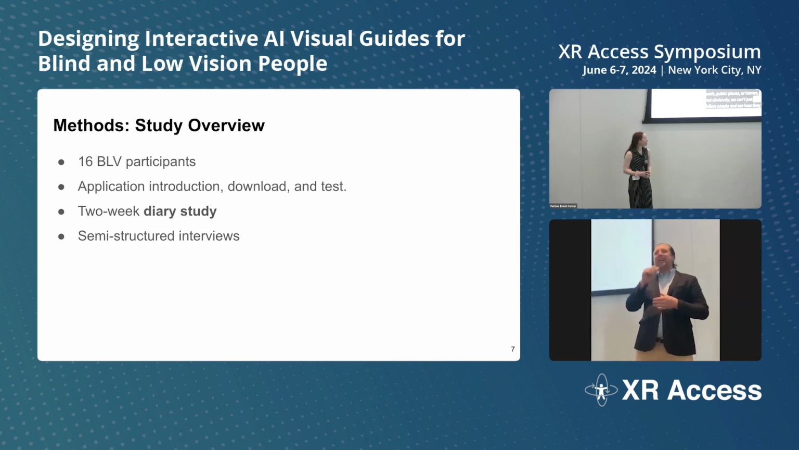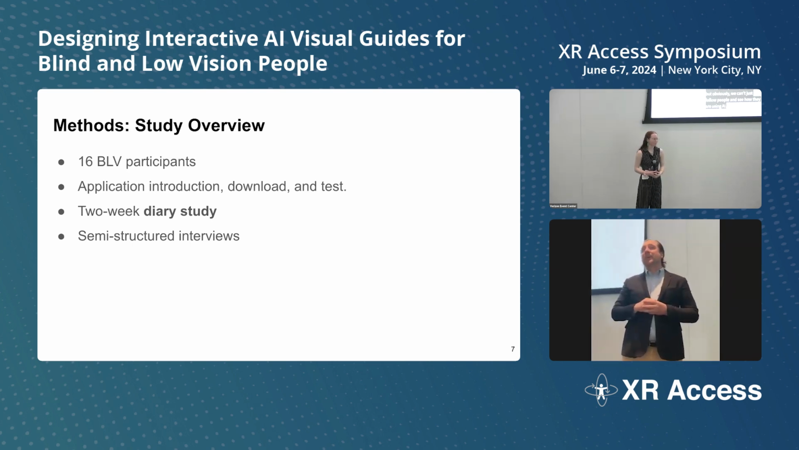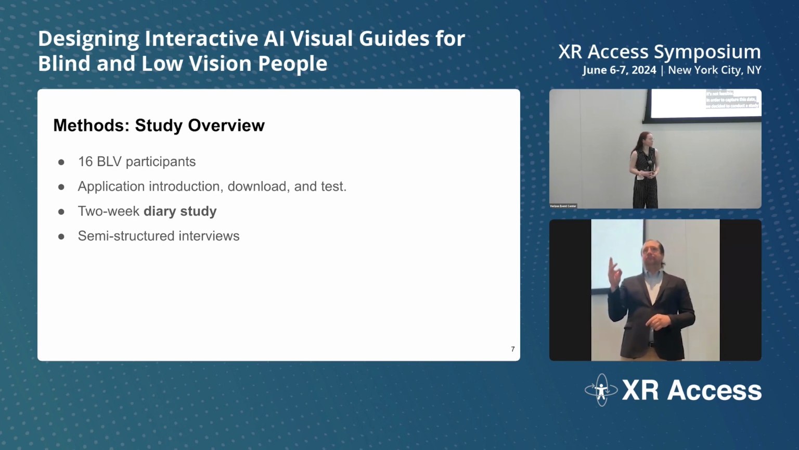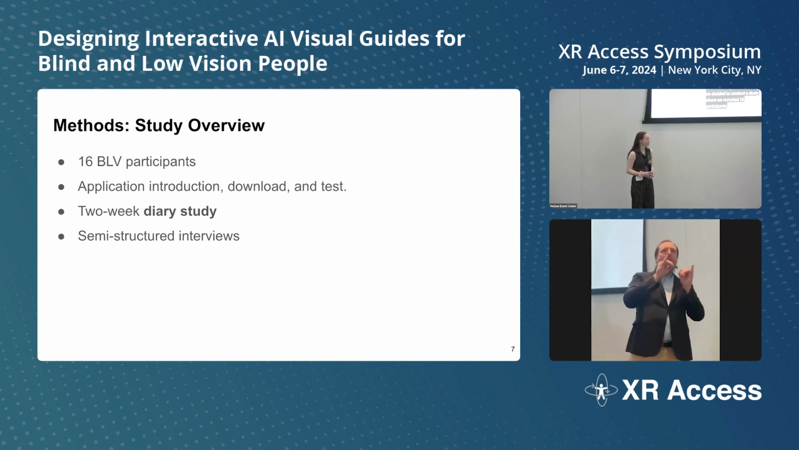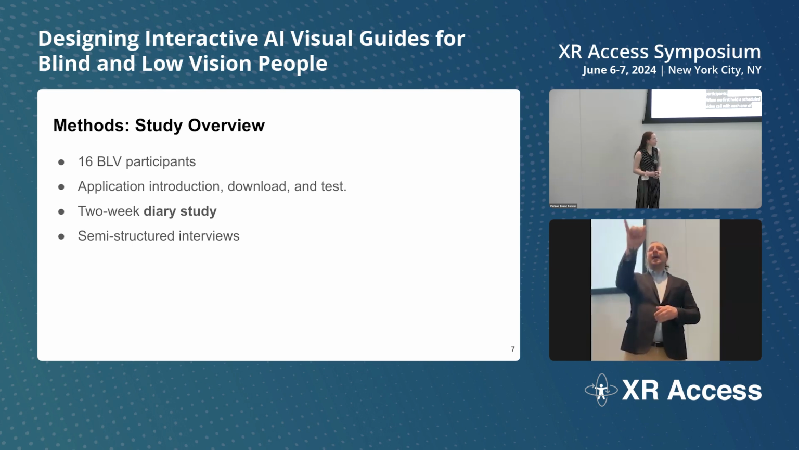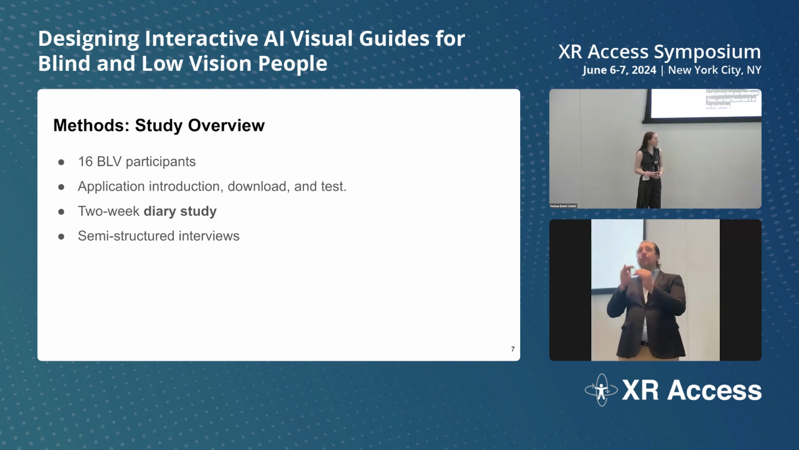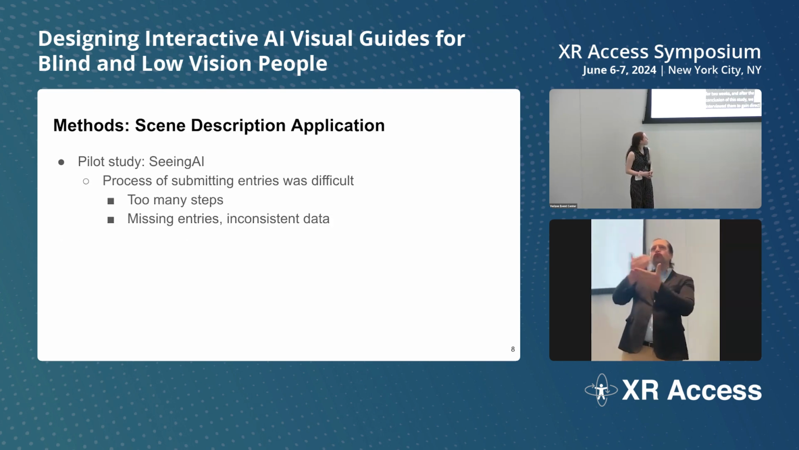So in order to capture this data, we decided to conduct a diary study where we recruited 16 blind and low vision participants. We first held a scheduled video call with each one of them, and we introduced them to an AI-powered scene description application we developed. Then they used the application for 2 weeks, and after the conclusion of the study, we interviewed them to gain direct insights about their experiences and all the information that we collected from their use.